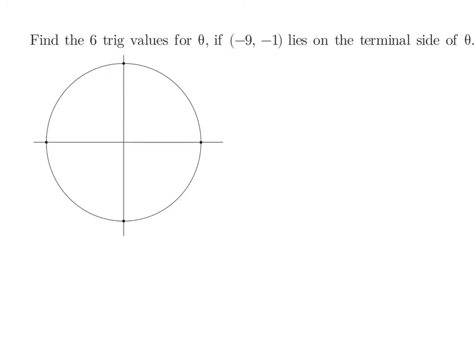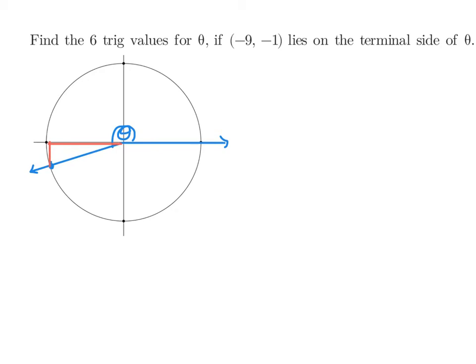First, find the point on a circle, so about right here, negative 9, negative 1. Next, draw that angle in there. We have our initial side on the positive x-axis, terminal side goes through that point, so here's theta, going all the way around here. That's going to define a right triangle. So draw that right triangle in next.